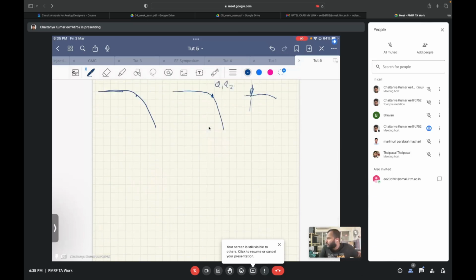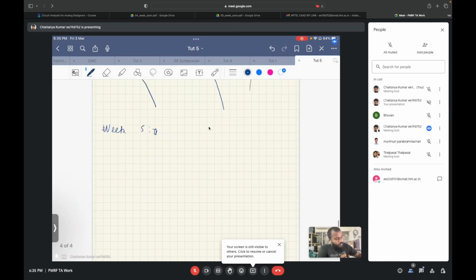Now we will move on to this week's content. This was week 5. In week 5, we were taught about the finite bandwidth of op amps and its effect on the biquad.